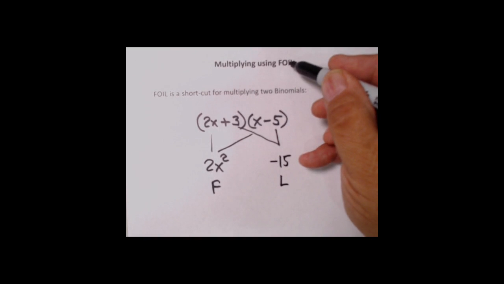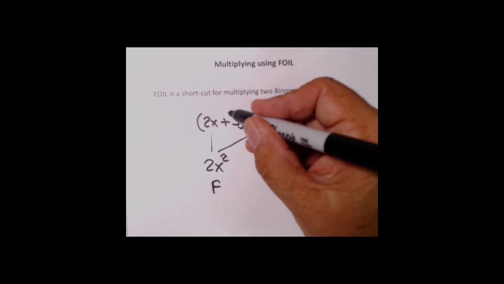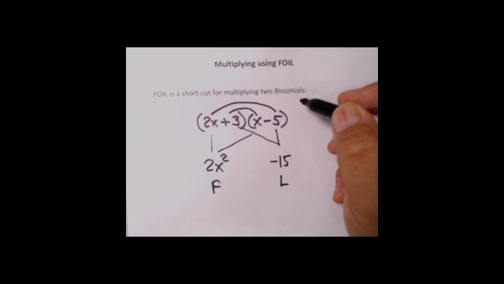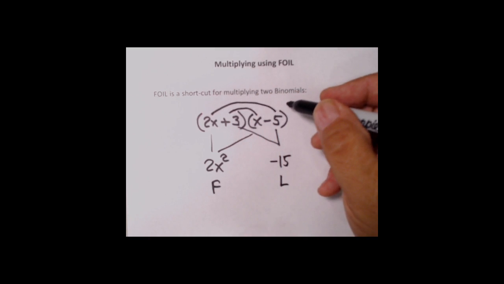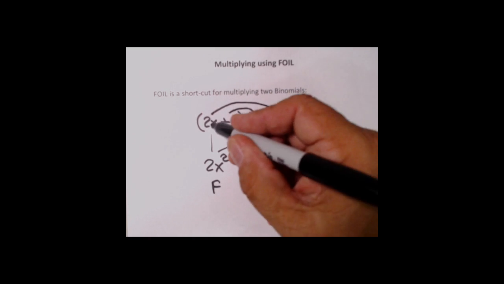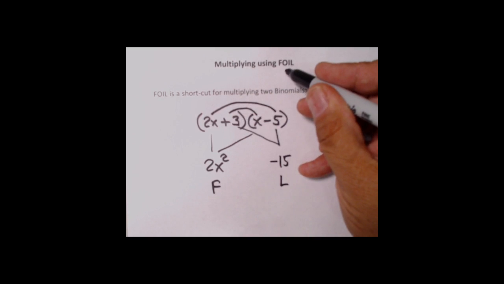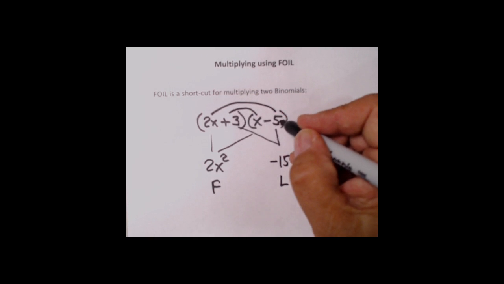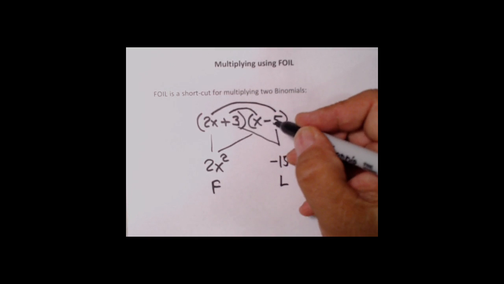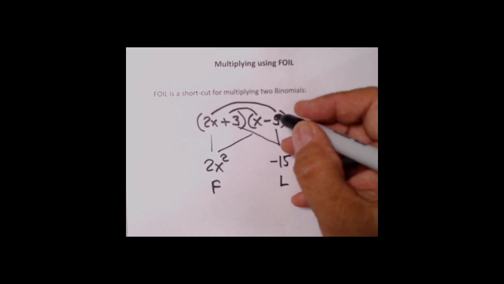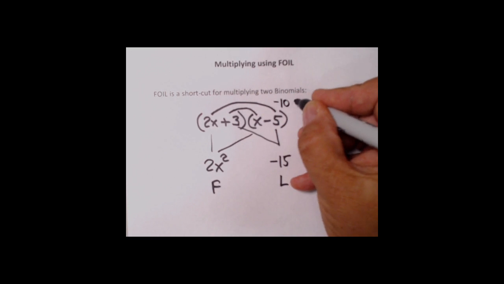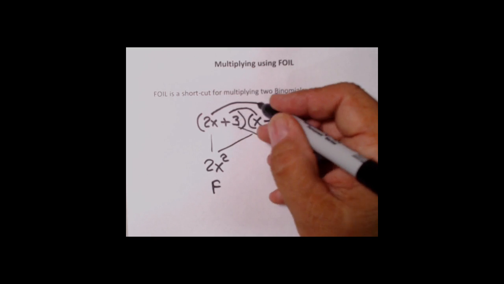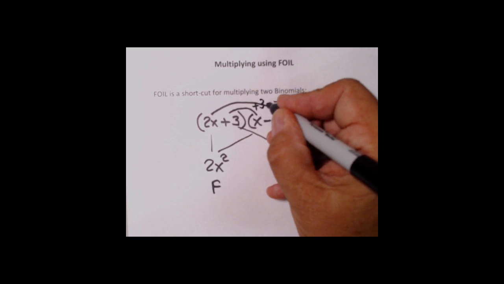Now, the O and the I are for the outer and inner products, and I like to use rainbows as guides. You've seen me using these already, but this is where I really start getting some mileage out of them. Because the big rainbow here connects the two outer guys, that's the O in FOIL. The little rainbow connects the two inner guys. So the idea is simply multiply together the guys on the end of the rainbow. 2x times negative 5, negative 10x. That's what we get on the big rainbow. The little rainbow, plus 3 times x, is plus 3x.